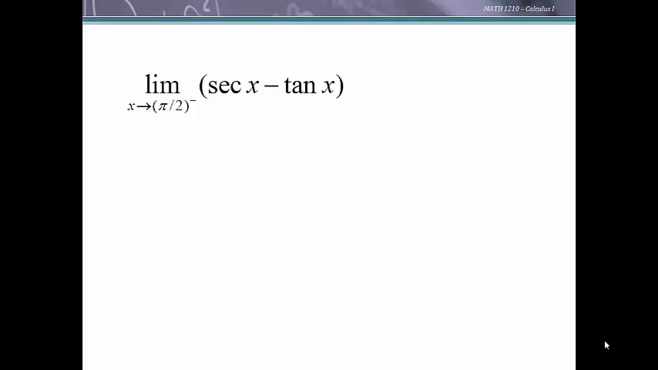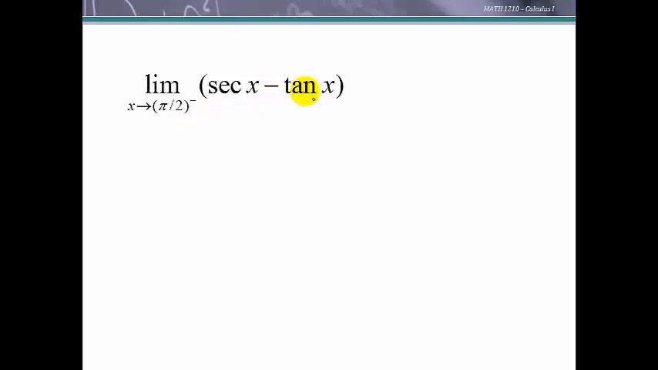Here I have the limit as x approaches pi over 2 from the left-hand side of secant x minus tangent x. Since the cosine of pi over 2 is 0, we know we have a vertical asymptote there. So we've got an infinity or negative infinity.